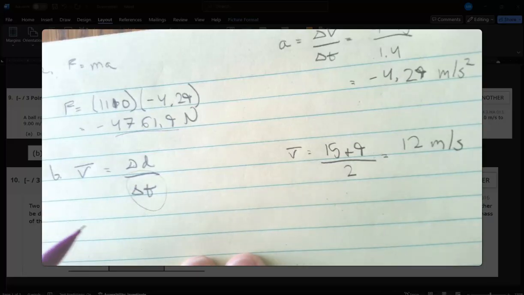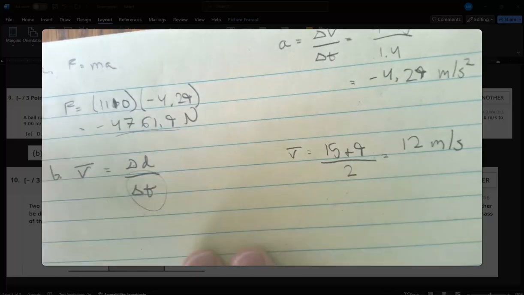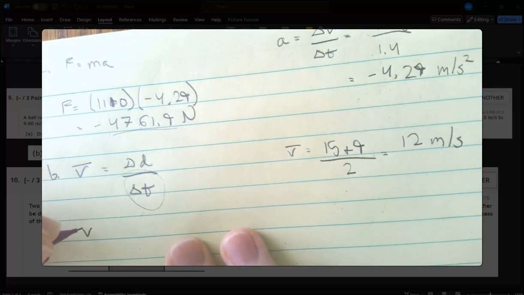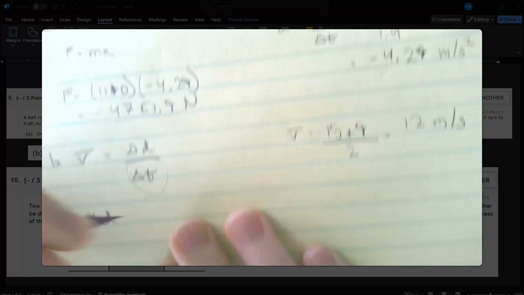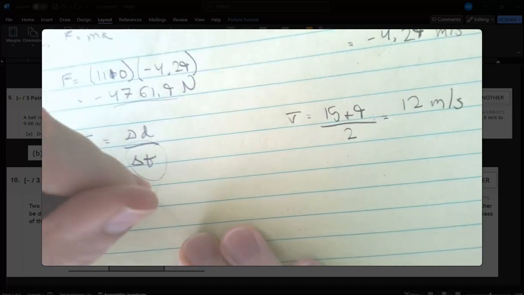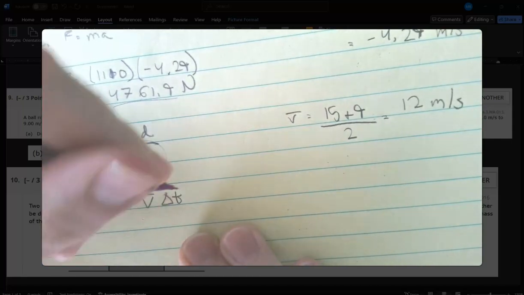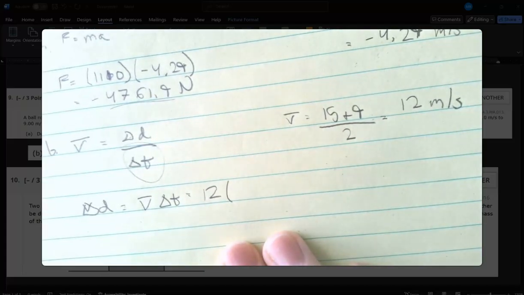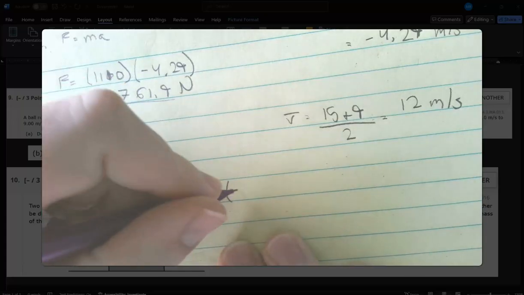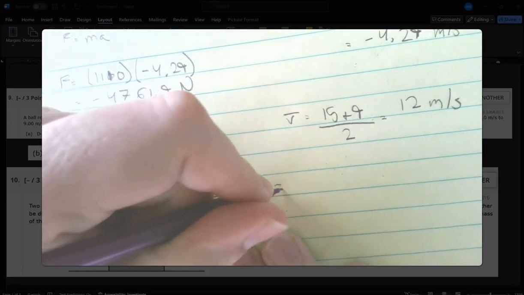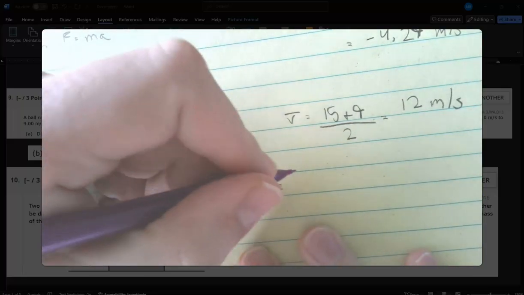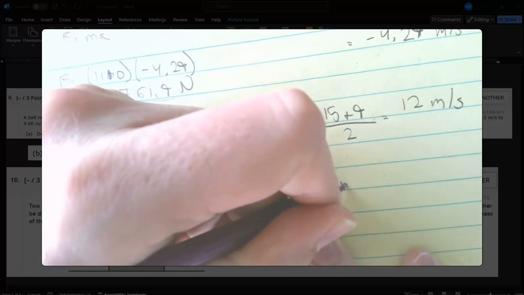All right, and I know that the time it takes is 1.4. I'm given that in the question. So the change in distance is just going to be your average velocity times your change in time, which is 12 times 1.4. So I end up with 16.8 meters.